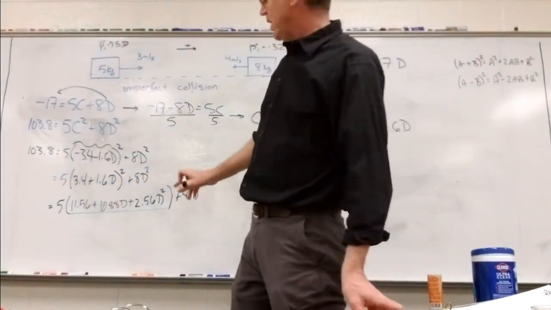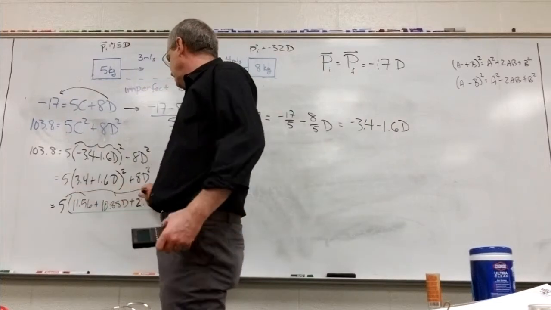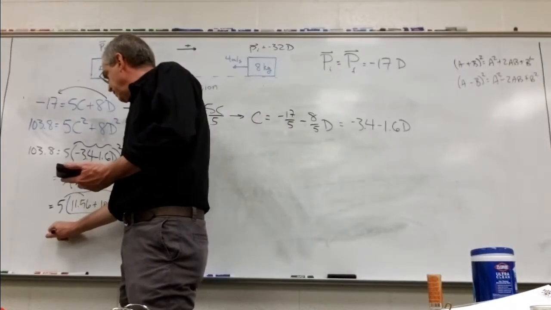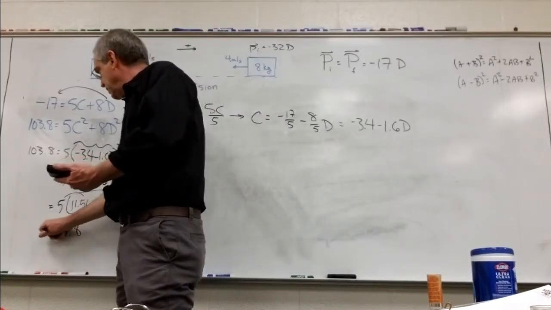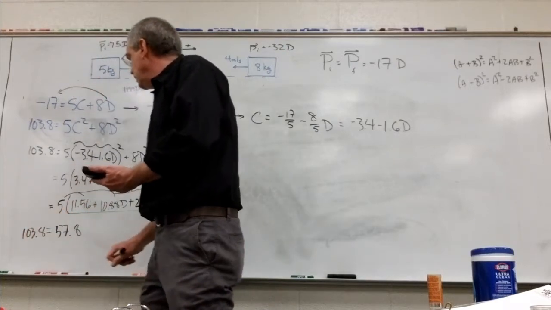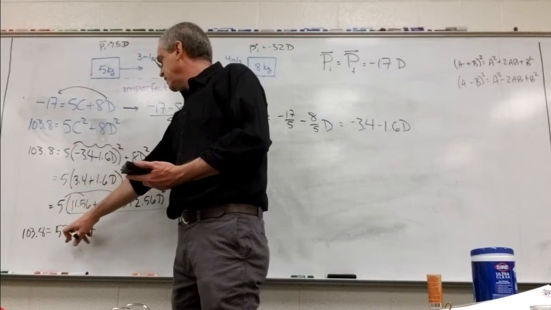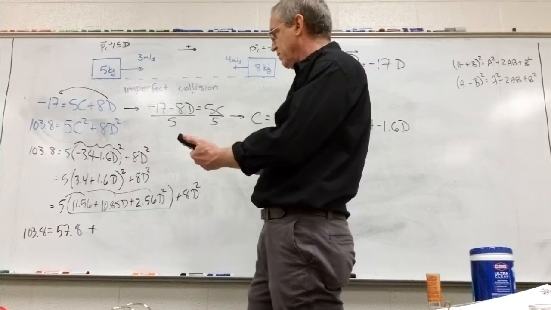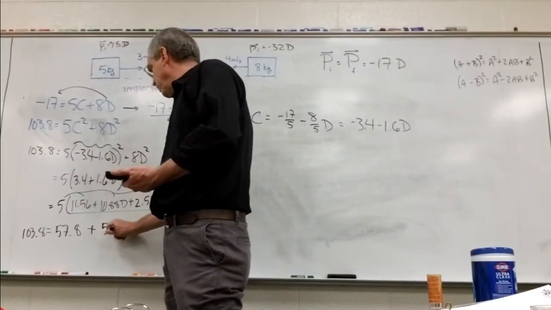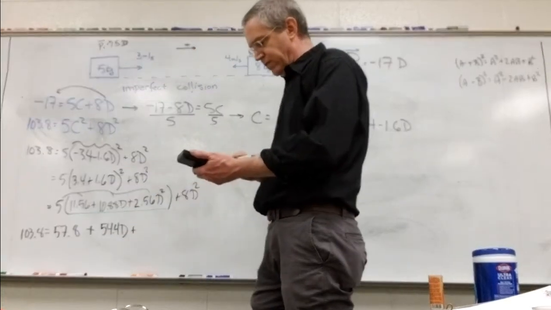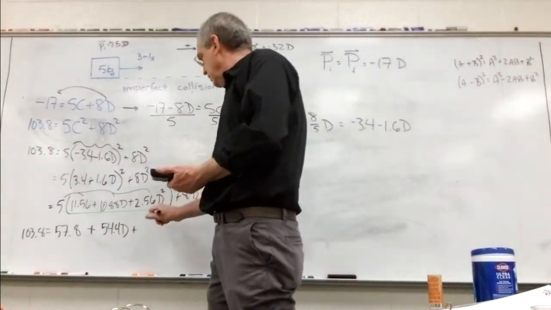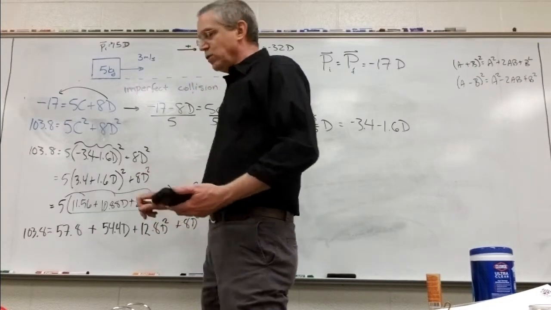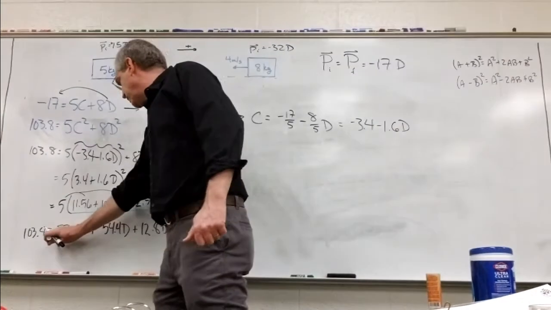Then I distribute the 5 because I have this 5 out front, so I multiply that times each of the things inside the parentheses. So 11.56 times 5, and I get 57.8. That's 103.8. On the left-hand side, 57.8 plus, and then I have 10.88 times 5, 54.4d plus, and then 2.56 times 5, 12.8d squared plus 8d squared. So distributing the 5 gets me this information right here.